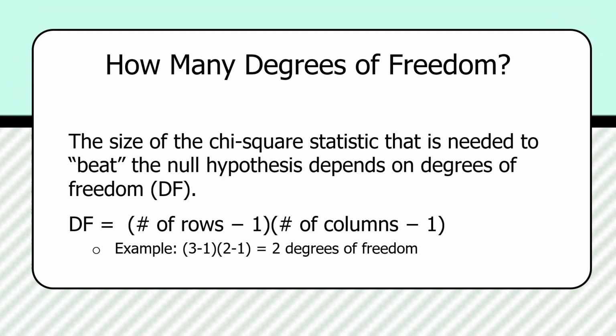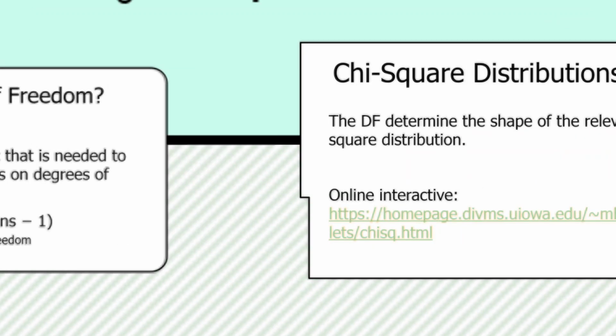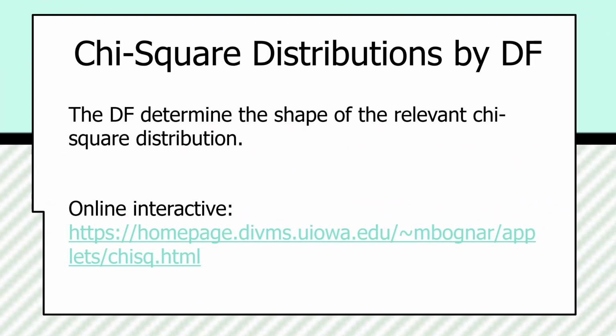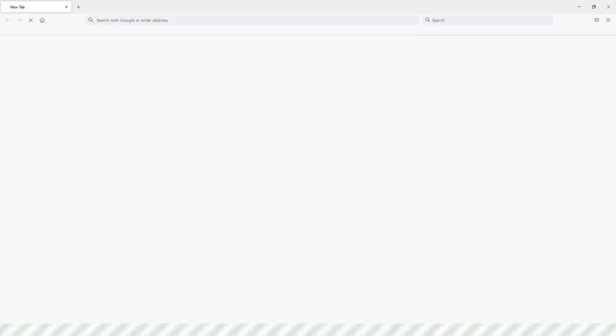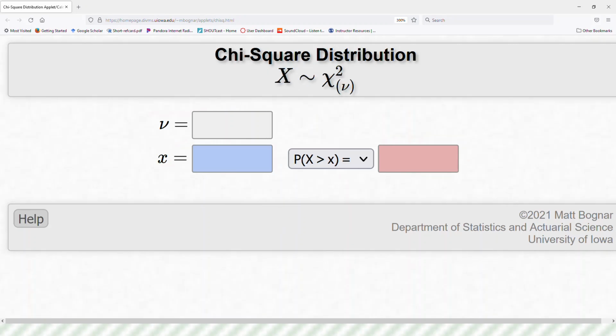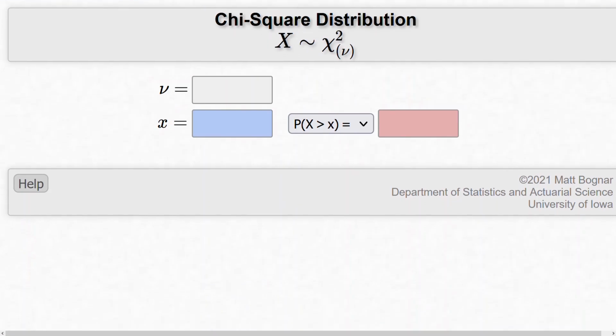The number of degrees of freedom determines the shape of the distribution. Unlike the normal distribution, which always assumes the same shape, the chi-square distribution depends on the structure of the table, the number of degrees of freedom. I found this interactive chi-square applet that has been provided by Professor Matt Bogner at University of Iowa. We thank you, Professor Bogner, for this. Open this up.